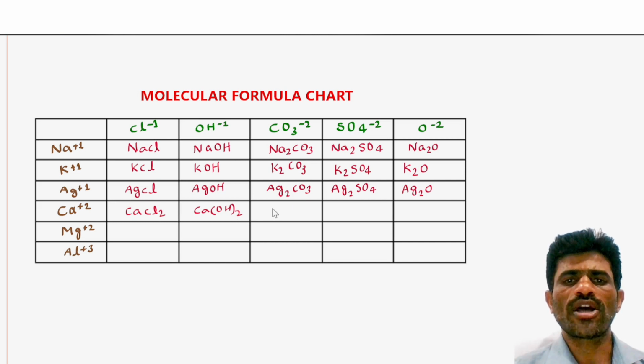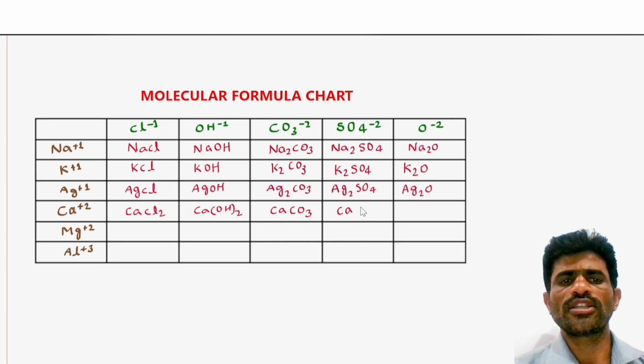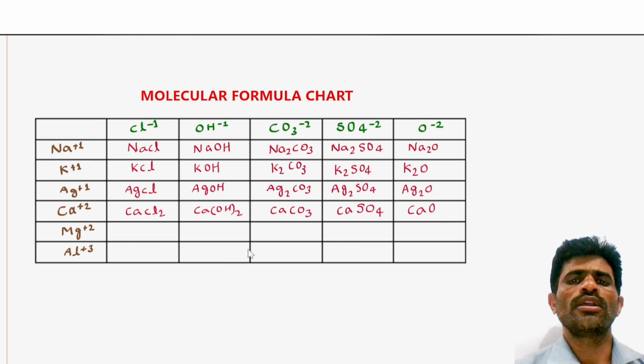Now calcium carbonate. Here the valencies are same. Calcium valency is 2, carbonate valency is 2. We should not multiply. So the formula will become CaCO3, calcium carbonate. Next, calcium sulfate. Here also same. Calcium sulfate, CaSO4. We do not multiply anything here because their valencies are same. Here also CaO, because oxygen valency and calcium valency both are same. So CaO, calcium oxide, calcium sulfate, calcium carbonate, calcium hydroxide, calcium chloride.